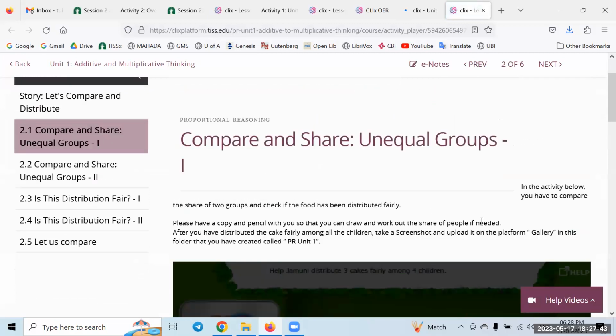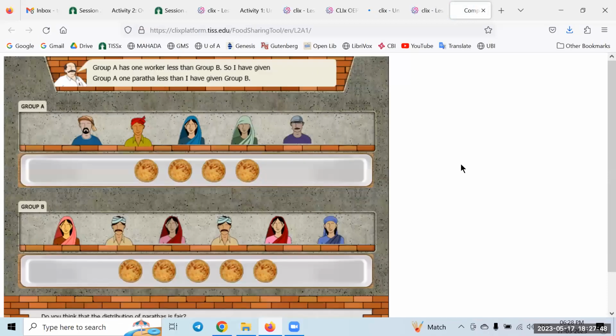So there is an instruction written over there. So don't worry about that. Here, group A has 1 worker less than group B. So I have given group A 1 paratha less than I have given group B. So this is the kind of thinking that students generally show. You know, there is just 1 person less, so I have given 1 less. So this is to make them think whether this thinking is correct or not.